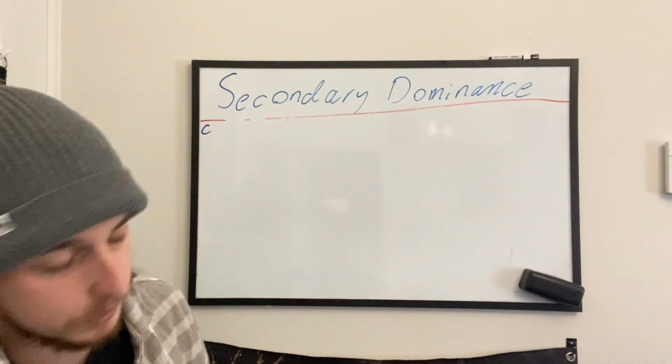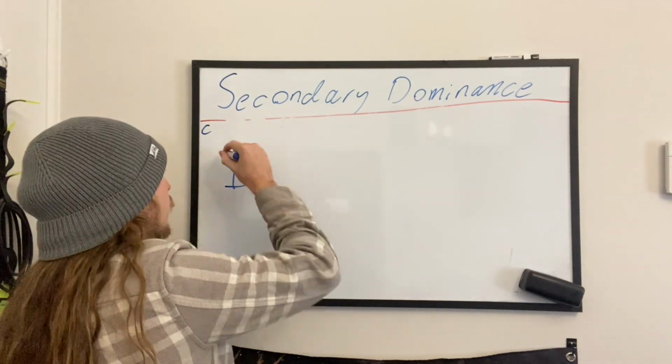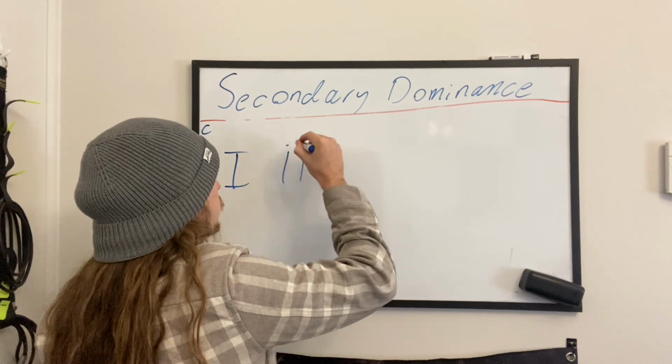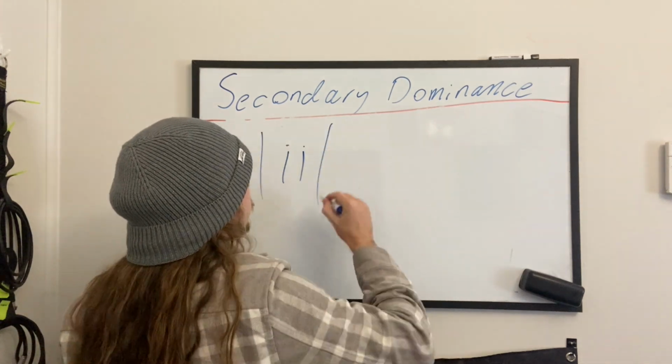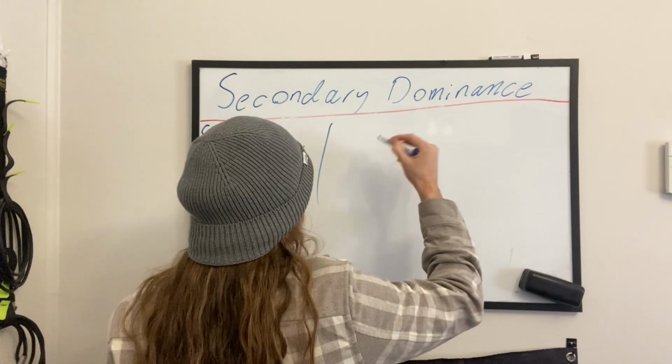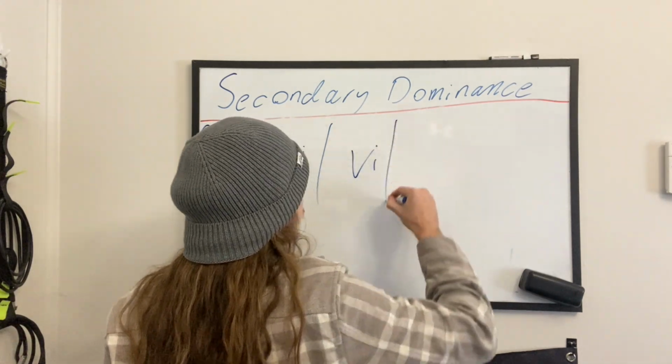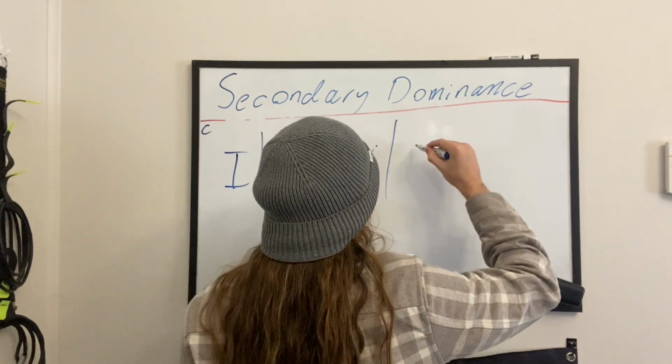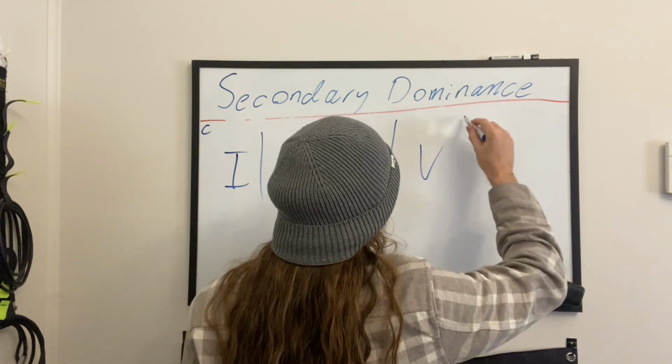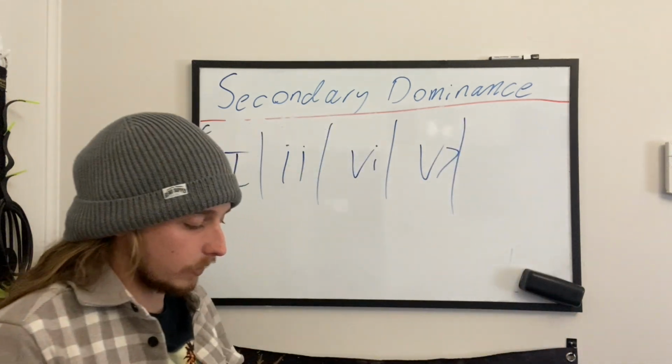I'll do it the same method. Let's say we do a 1, let's do a minor 2 chord. Just doing them all diatonically in key for the moment. Let's do 6 chord, minor 6. And let's do our 7, right? Our dominant 7th chord.